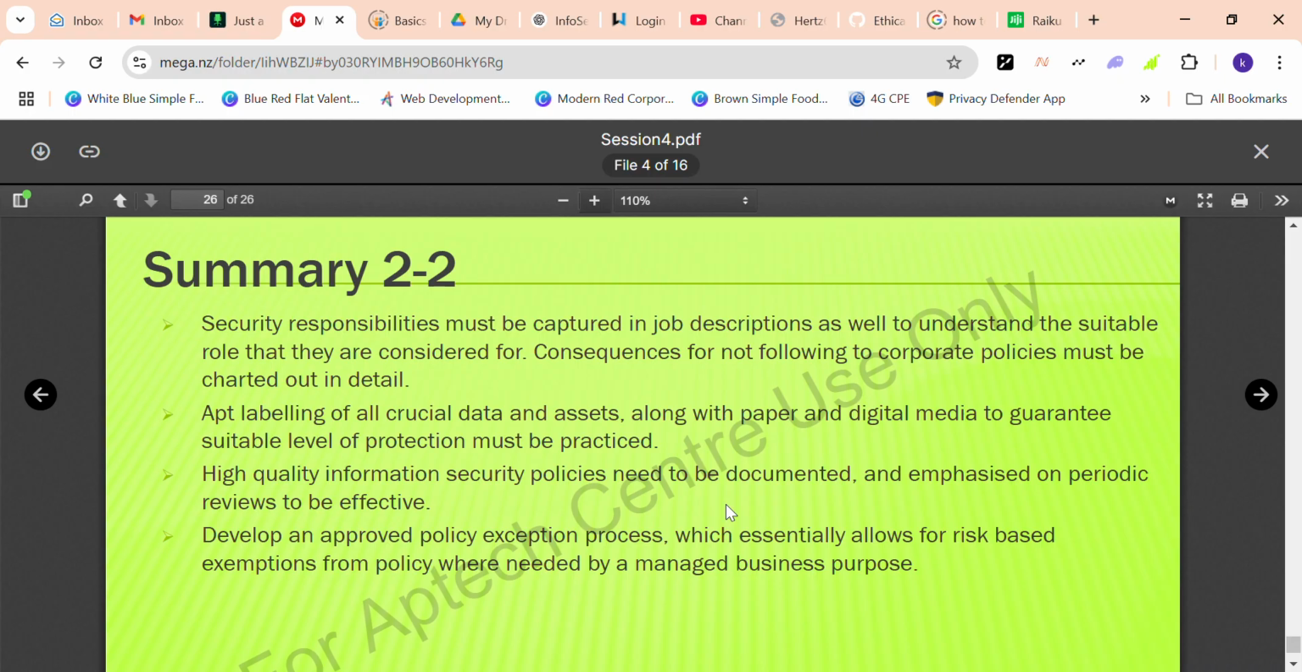Develop, improve and approve a policy exception process, which essentially allows for risk-based exemption from policy where needed for managed business purposes. This is the end of today's class.